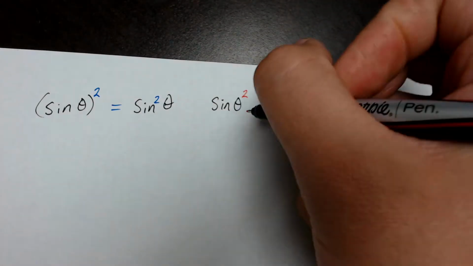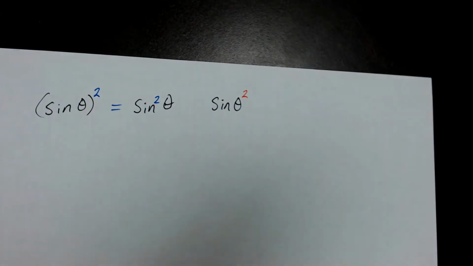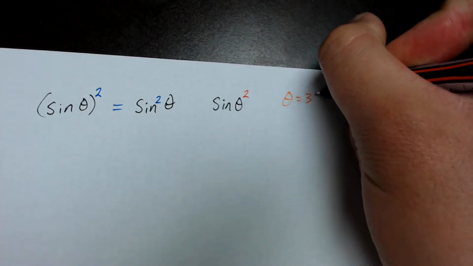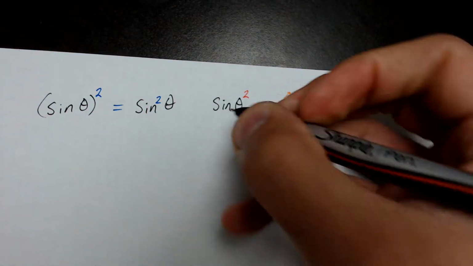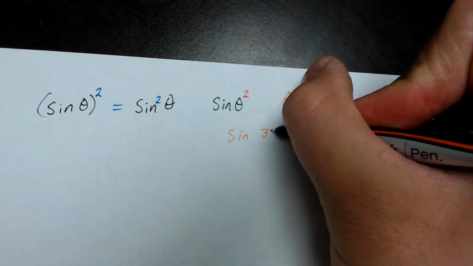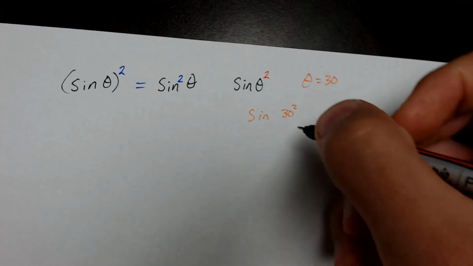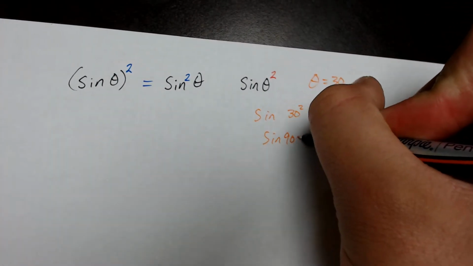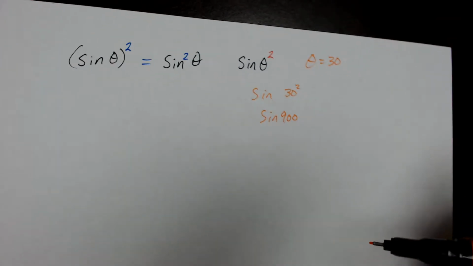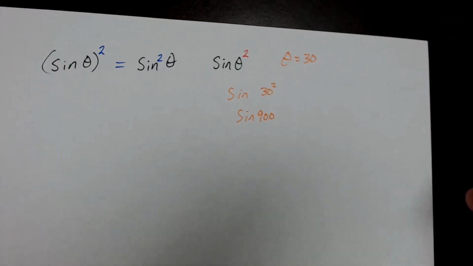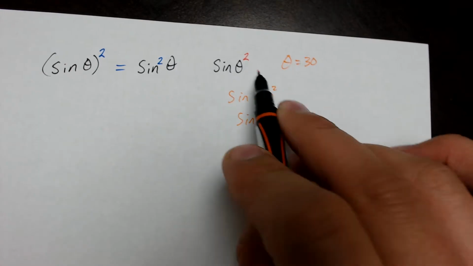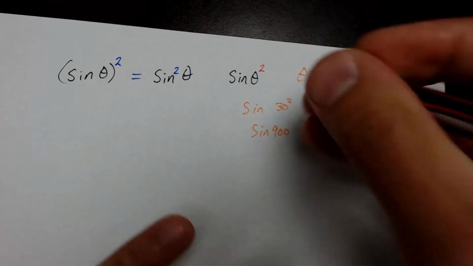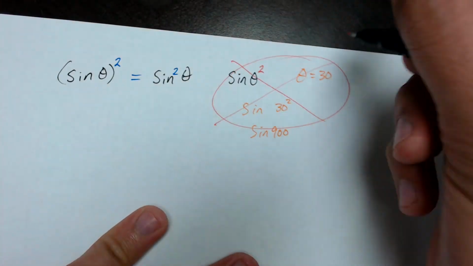What this is saying is, if we had a key that said theta equals 30, what this means is sine of 30 squared, which is like 900, which is the sine of 900. We would just write the sine of 900. You've seen that before. There's no reason to put exponents on your thetas, your angles. So this one is in red because we will not use it.